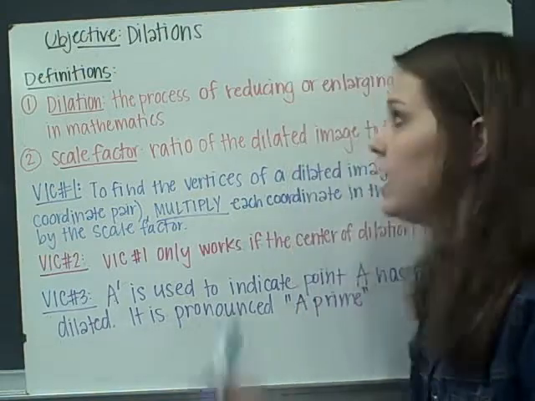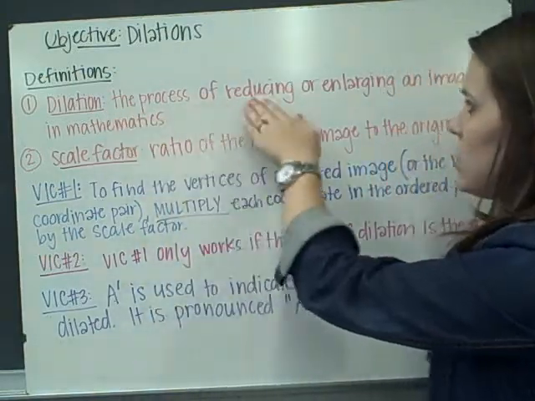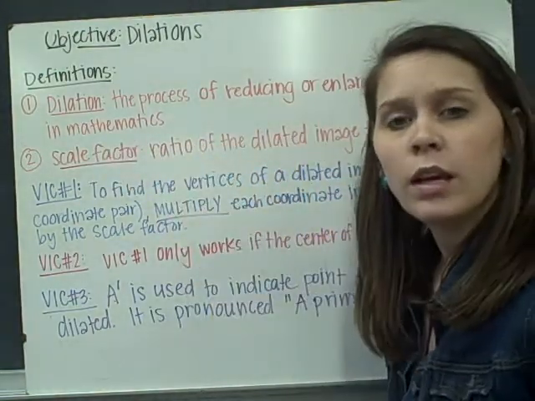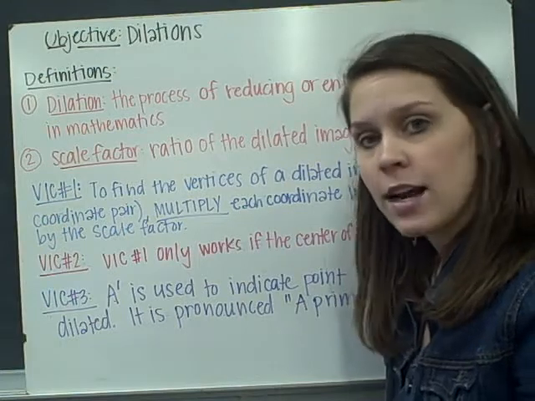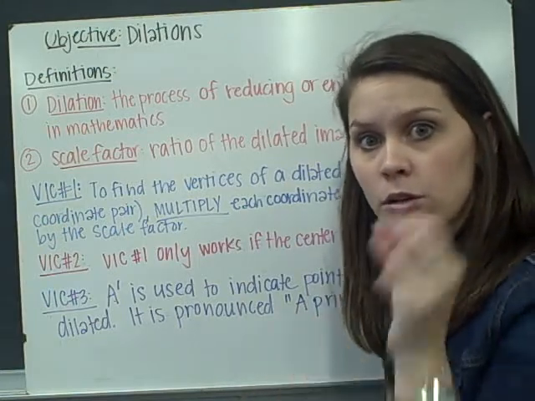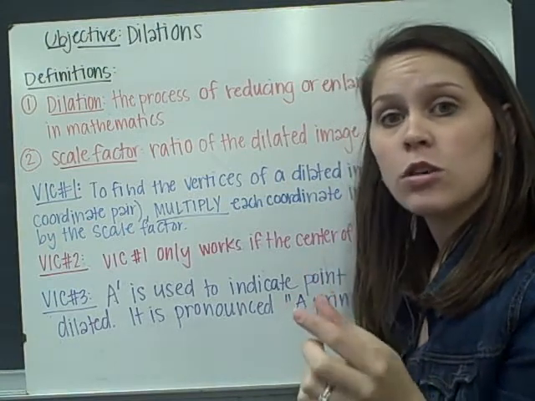Our objective today is dilations. Definitions. A dilation is the process of reducing or enlarging an image in mathematics. So think about, like, if you go to the eye doctor and your eyes are dilated, they become bigger, so your pupil gets bigger. So dilating is making something bigger, but you can also make it smaller.